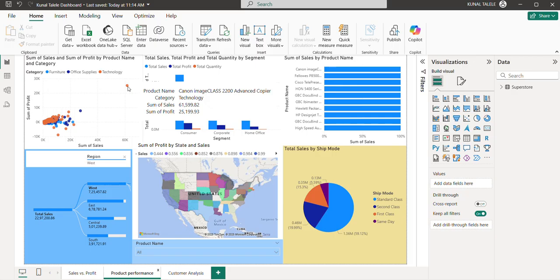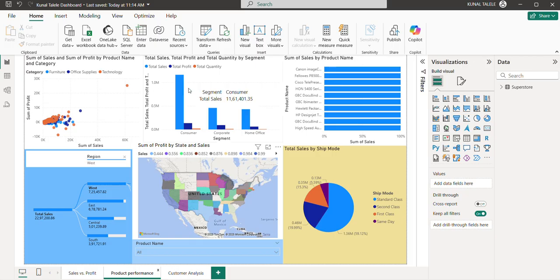This visual helps identify high sales, high profit products. These are top performers. For example, this product, the product name is Canon Image Class 2200 Advanced Copier. High sales but low or negative profit products need pricing or discount review. Low sales, low profit items are possible candidates for discontinuation. This highlights which product lines drive value and which drain profit.